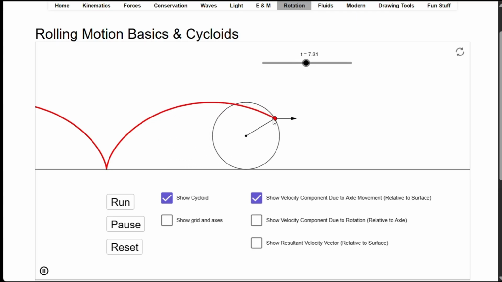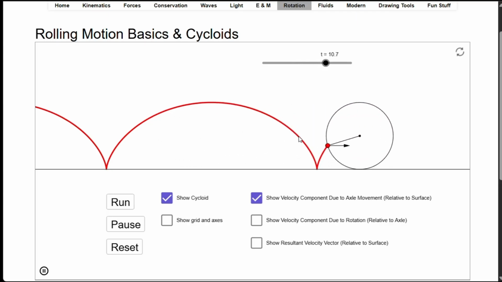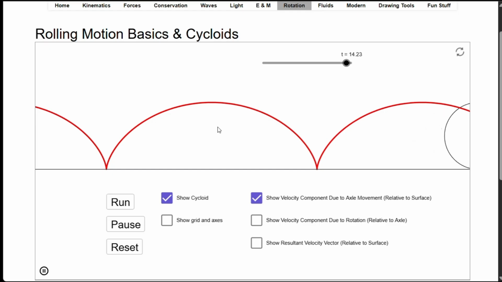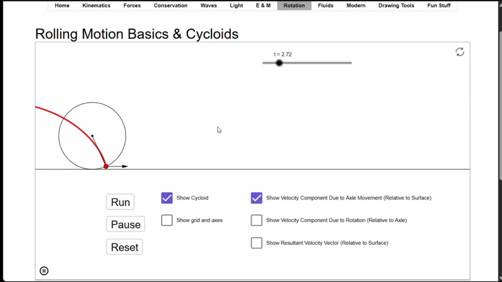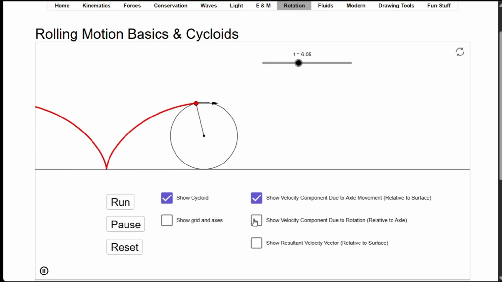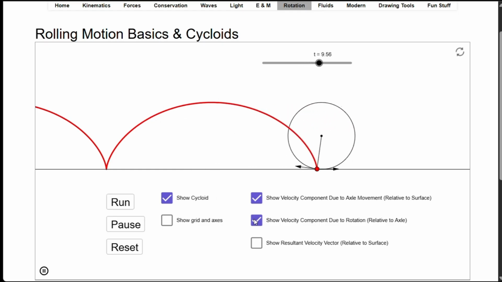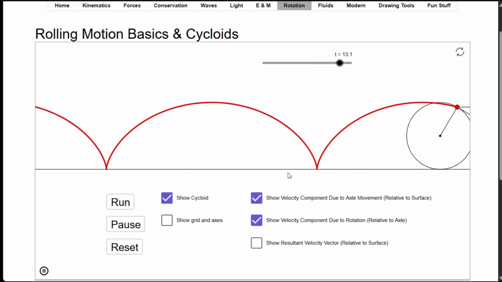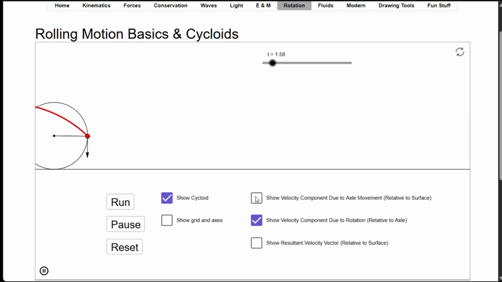What is this axial movement? Axial movement is nothing but the translational motion. As we are able to see, the translational vector is always in the horizontal direction. Basically, the translational vector is always directed in the x i cap direction.